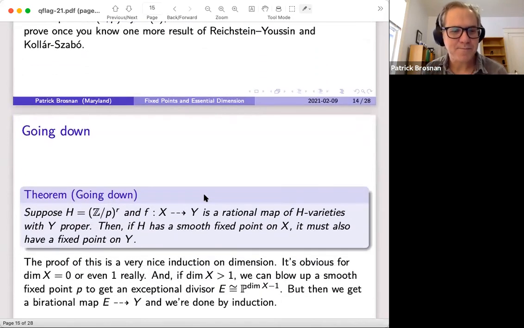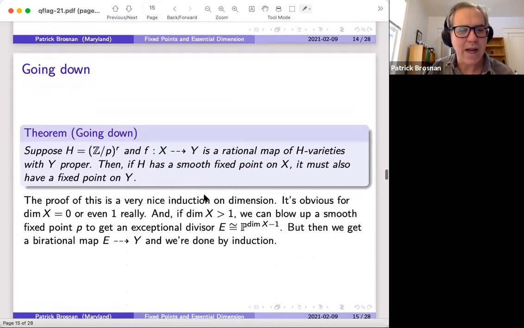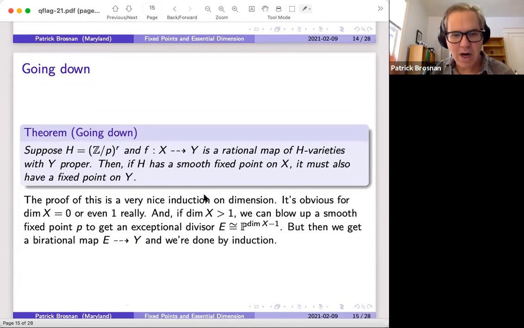Okay, so here's the going down theorem. Suppose that H is Z mod P to the R, and F is a rational map of H varieties from X to Y, with Y proper. Then if H has a smooth fixed point on X, it also must have a fixed point on Y. So you can't get rid of that fixed point by taking a rational map. And I just really love the proof, so I'll tell it to you.